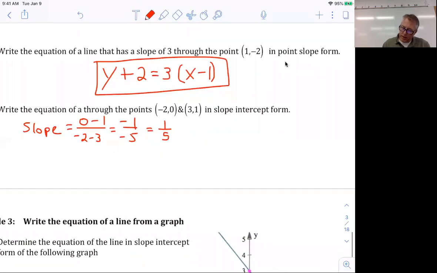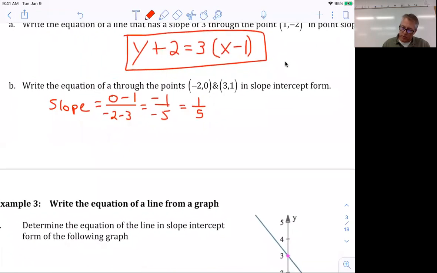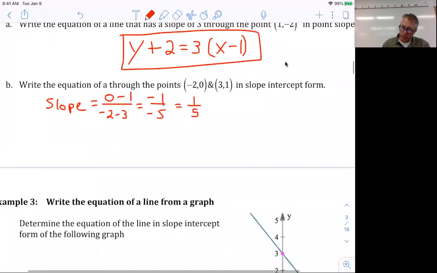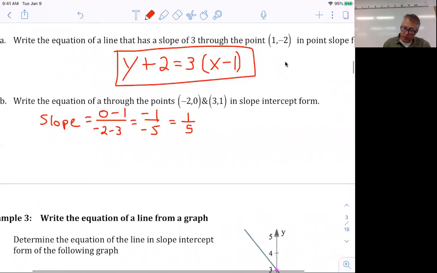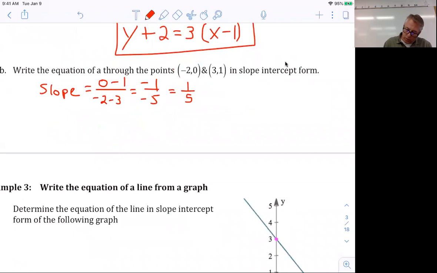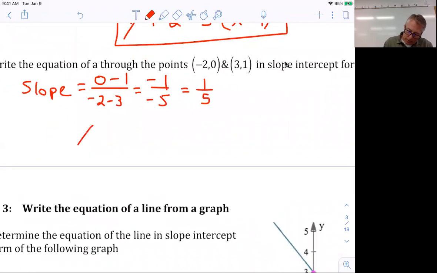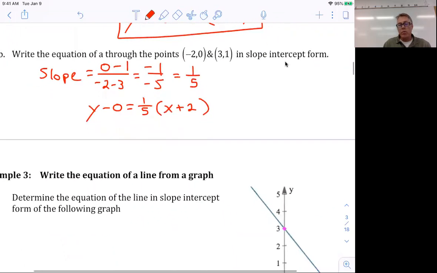Now, I can write it in point slope form very easily because I have either point and I could just choose one. So if I wanted to use this and write it in point slope form, I would get y minus 0, which I wouldn't even have to write the minus 0, equals our slope, which is 1/5, times x plus 2, because it's minus -2. So that would be in point slope form.